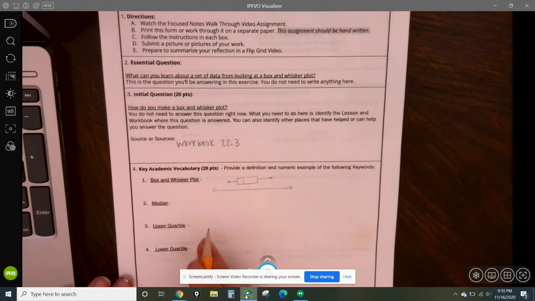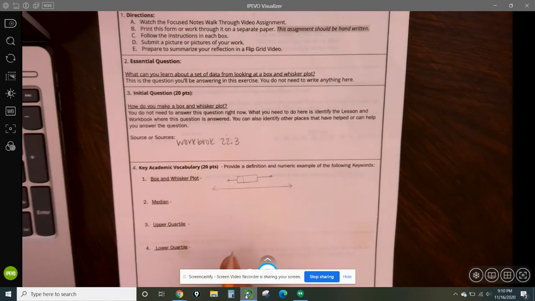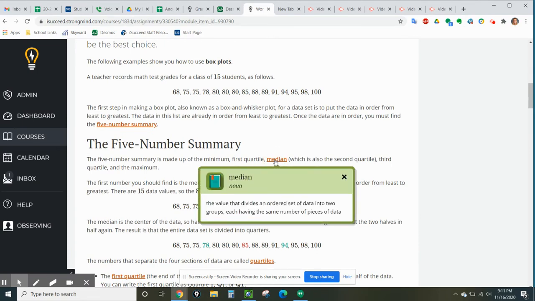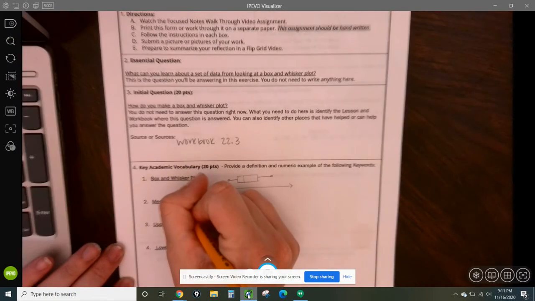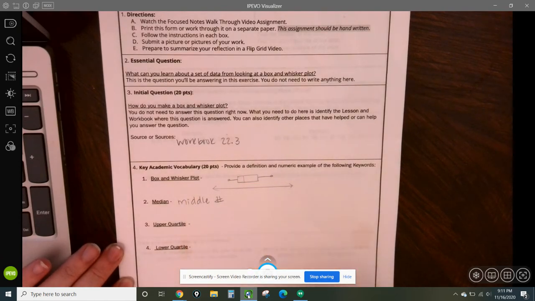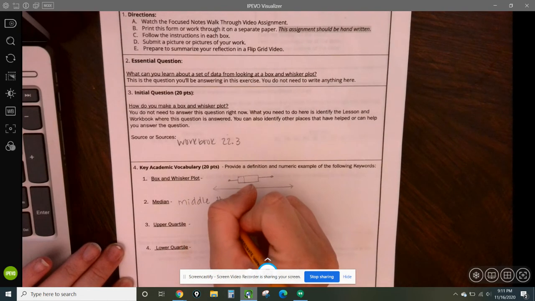Okay, remember, if I'm going too fast, you can pause the video at any time and write down these definitions and other things. Median. So we need to figure out what median is. So here in the lesson, they have median, the value that divides an ordered set of data into two groups, each having the same number of pieces of data. So that's a really fancy way of saying the middle number. So I'm going to write middle number. So the median of a set of data is the middle number.